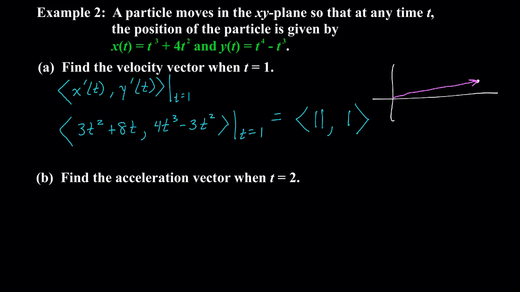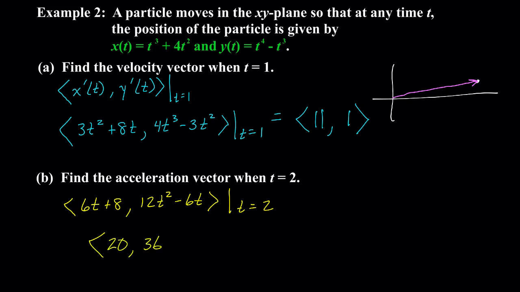Now, part 2 says to find the acceleration vector when t is equal to 2. All right, so your acceleration vector is going to be the second derivative. So the second derivative will be 6t plus 8, and then 12t squared minus 6t, evaluated when t is equal to 2. All right, so that's going to give us <20, 36>. And that would be our acceleration vector when t is equal to 2.